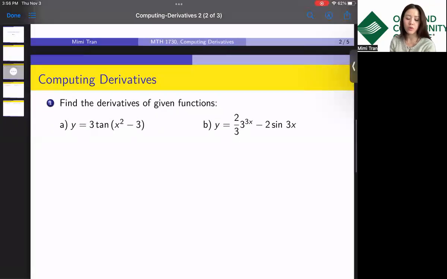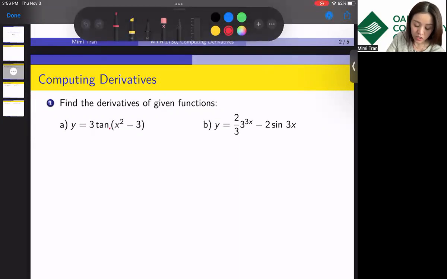I want to compute y equals 3 tangent of x squared minus 3. Be careful, this is not a multiplication, okay? It is tangent of x squared minus 3, so there's no multiplication there, but rather the multiplication here. Since 3 is the constant, we leave it alone. We're going to compute the derivative of tangent of x squared minus 3.